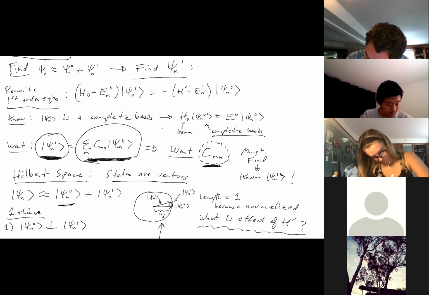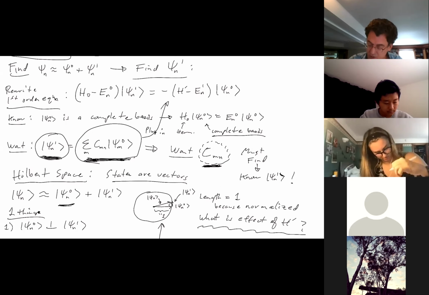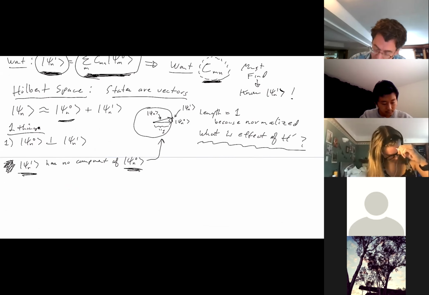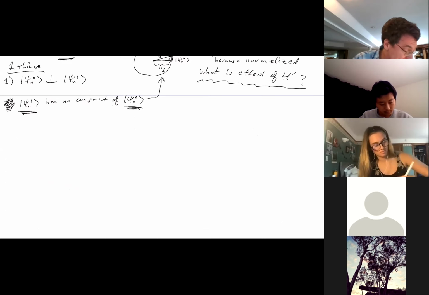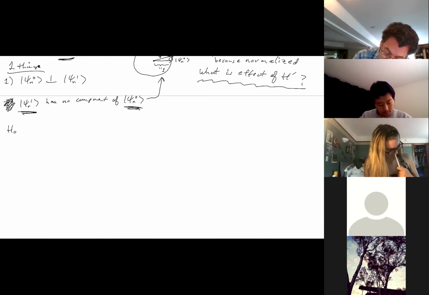Okay, so we want to plug in. We're going to plug it in, and when we plug it in, it looks like this. So what we're going to get then is H naught minus E n naught.